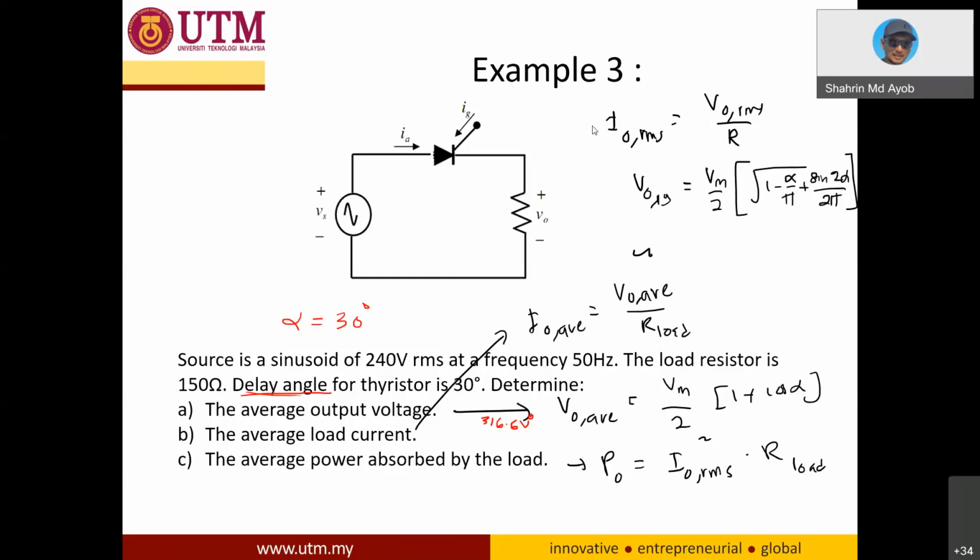B, the average load current. So the average load current, the equation is I out average equals V out average over R load, which is a very simple one. So 316.6 over 150 ohm. So you should get 2.11.